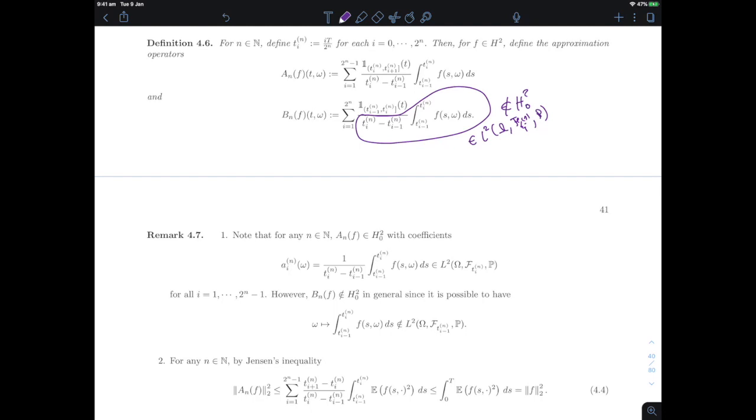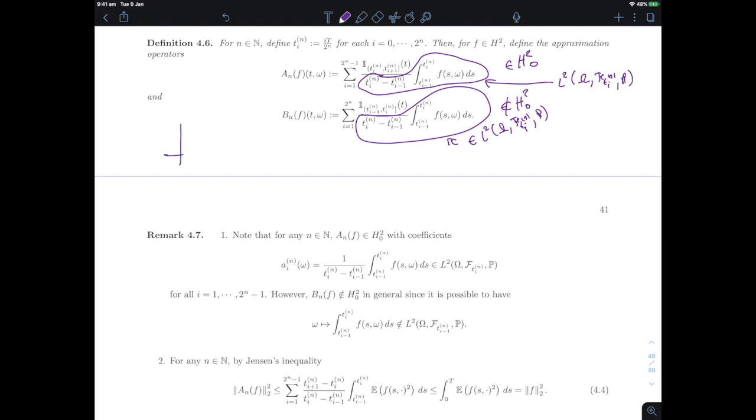So what you can do, and what we do in AN, is shift things. Instead of taking the average on the interval you're looking at, you take the average on the interval that came before it. And if you do that, then of course you're going to be in H2 naught, because this thing was in L2(Ω, F_ti), but now I'm integrating from ti to ti+1 instead of ti-1 to ti. So to be in H2 naught, I only need to be ti measurable.